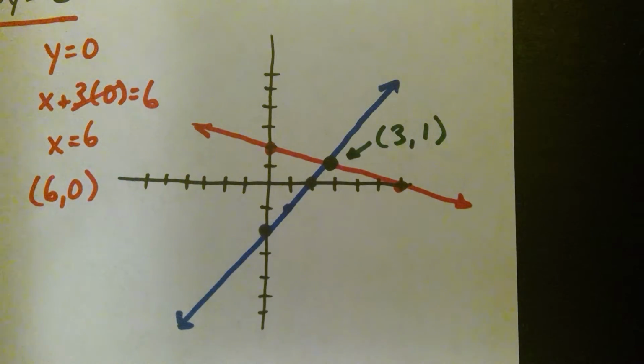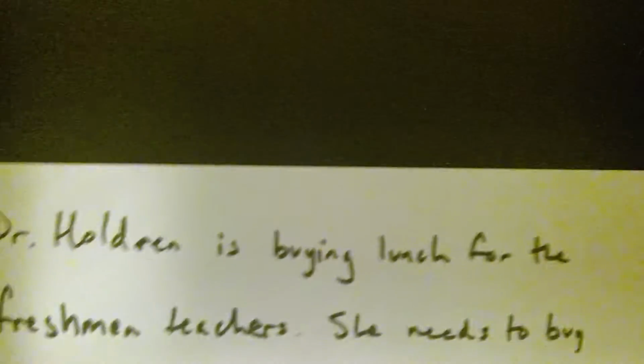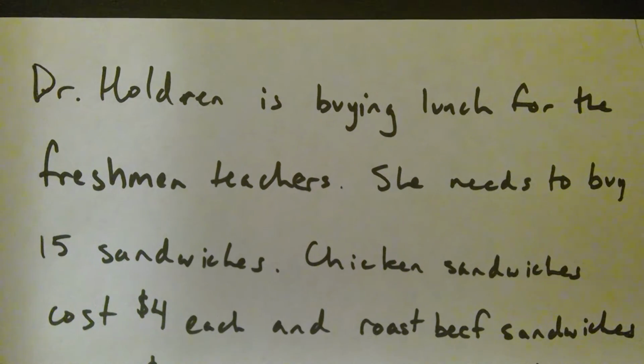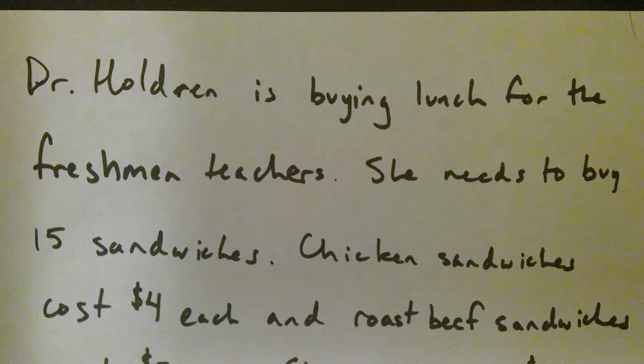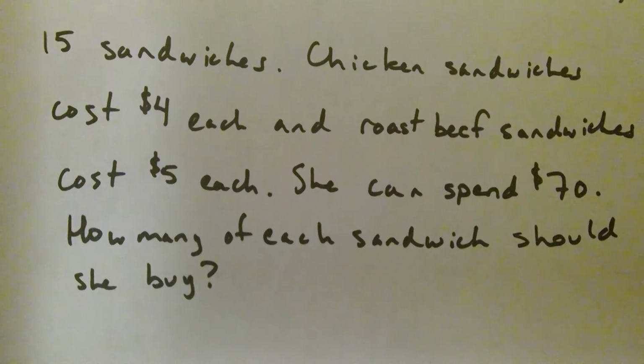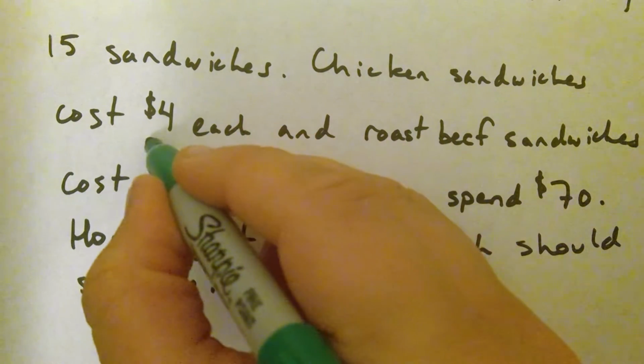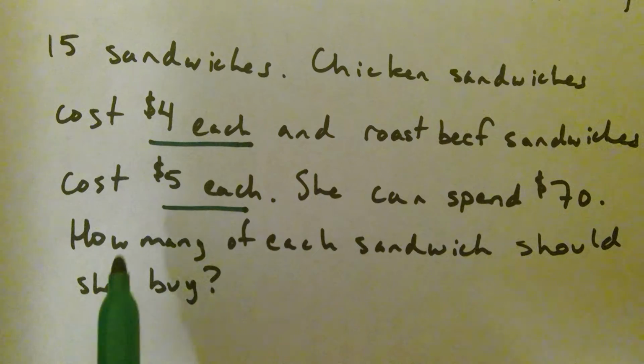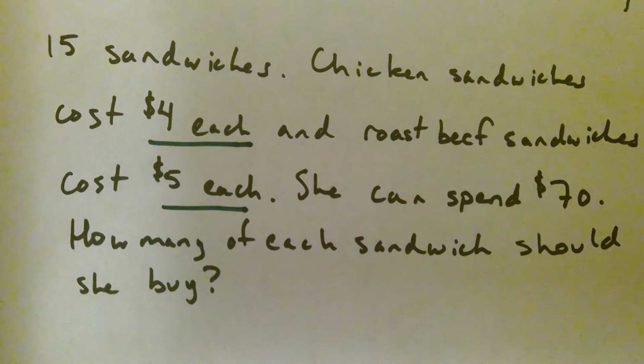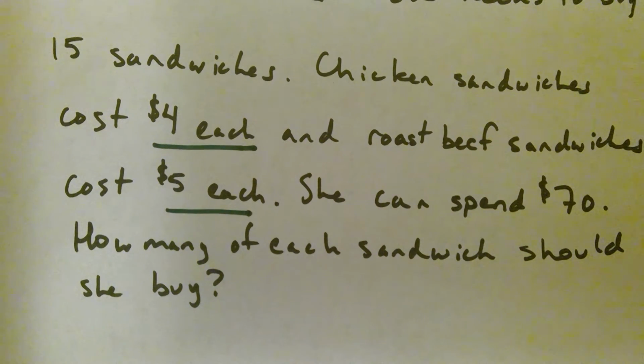Okay. So let's take a look at another problem. This one is in context here. We got a word problem going on. So we got Dr. Holdren. She's buying lunch for the freshman teacher. She's got to buy 15 sandwiches. Chicken sandwiches are going to cost $4 each. And roast beef sandwiches are going to cost $5 each. She can spend $70. How many of each sandwich should she buy?